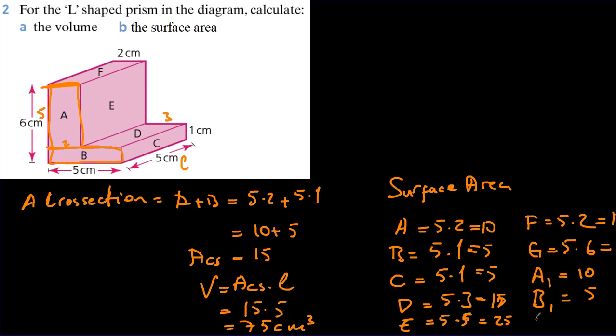So the total surface area is going to be the sum of all these: 10 plus 5 plus 5 is 20, plus 15 is 35, 35 plus 25 is 60, 60 plus 10 is 70, 70 plus 30 is 100, 100 plus 10 is 110, plus 5 is 115. 115 centimeter square it has to be.